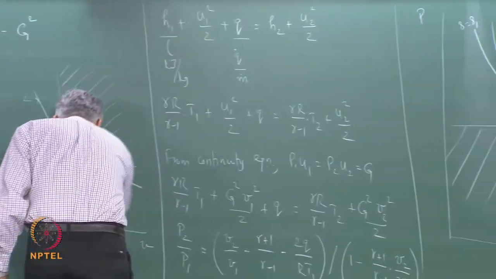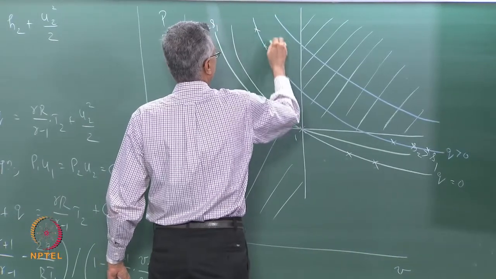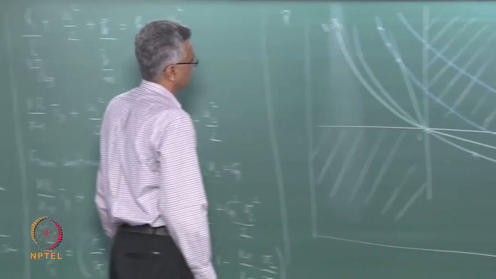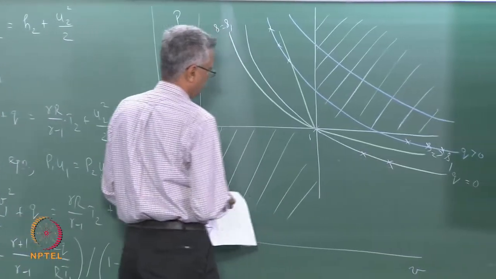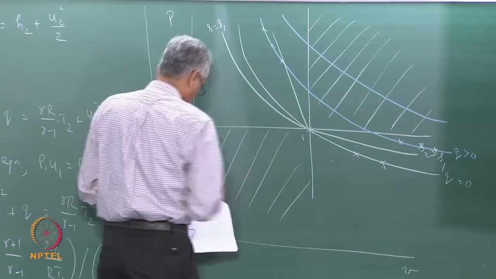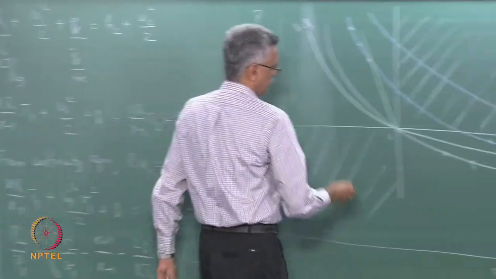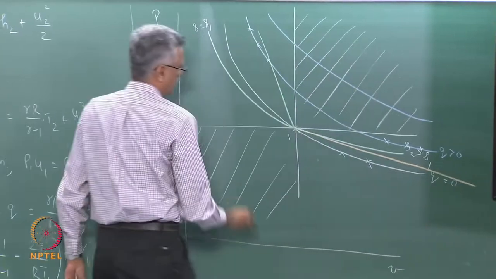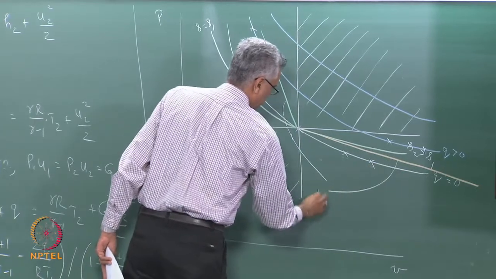So here we have indicated the Rayleigh line. Let me draw a Rayleigh line here in this part. Right, so that is a Rayleigh line. And let me draw one more Rayleigh line which looks like this. Okay, so this and this are both Rayleigh lines.